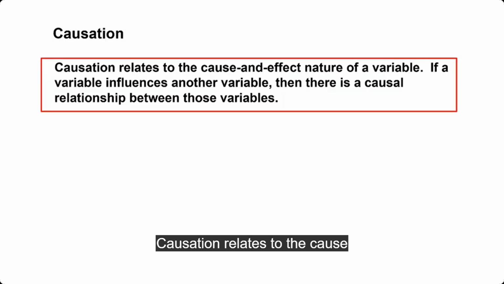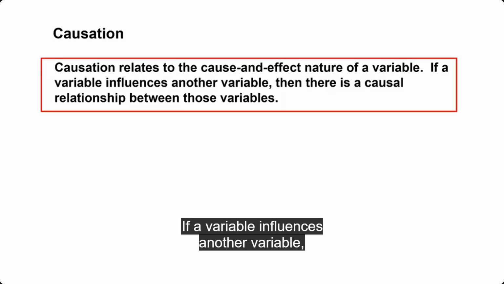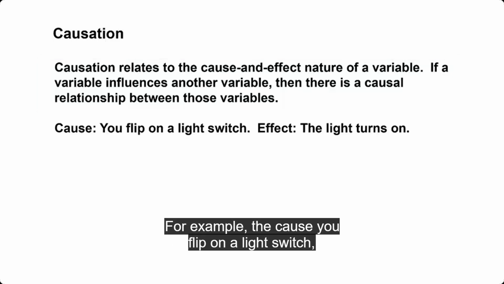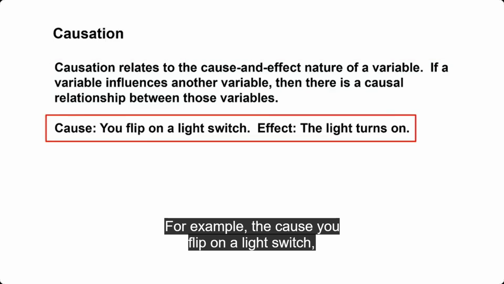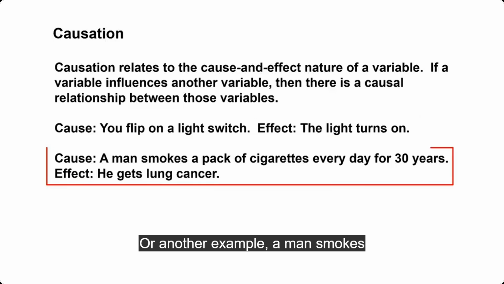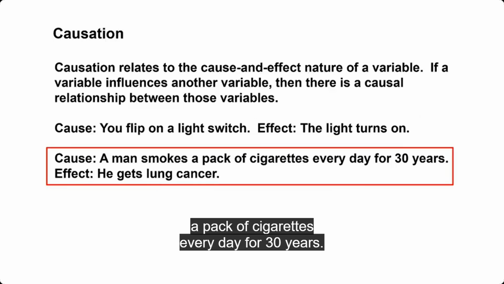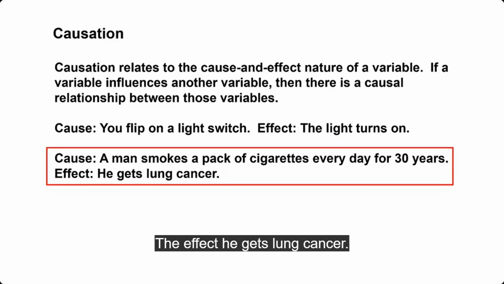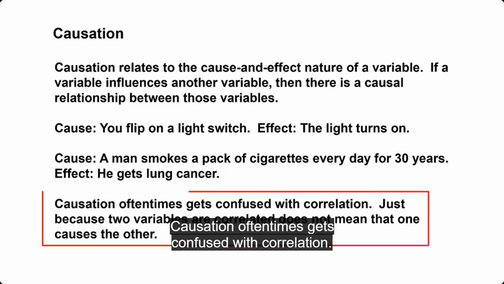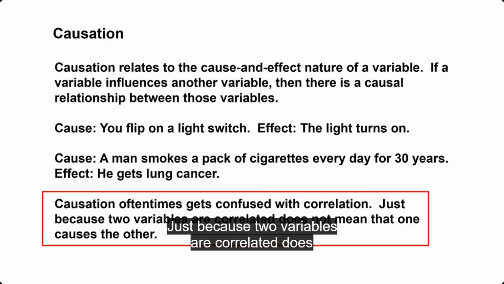Causation relates to the cause and effect nature of a variable. If a variable influences another variable, then there is a causal relationship between those variables. For example, the cause, you flip on a light switch. The effect, the light turns on. Or another example, a man smokes a pack of cigarettes every day for 30 years. The effect, he gets lung cancer. So these are examples of cause and effect. Causation oftentimes gets confused with correlation. Just because two variables are correlated does not mean that one causes the other.